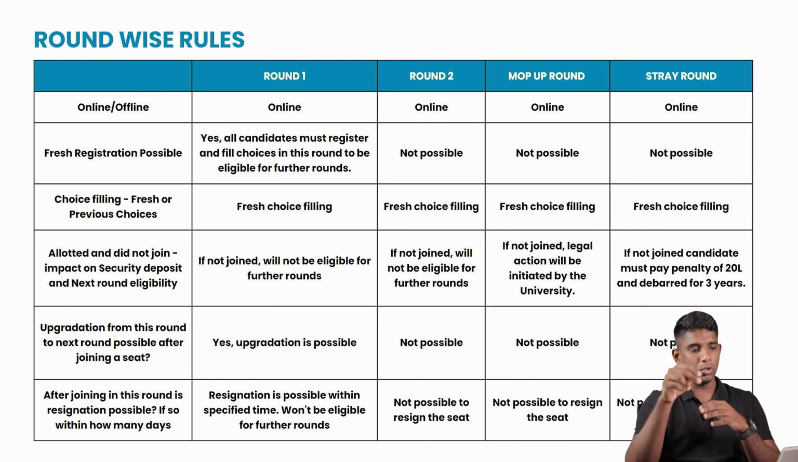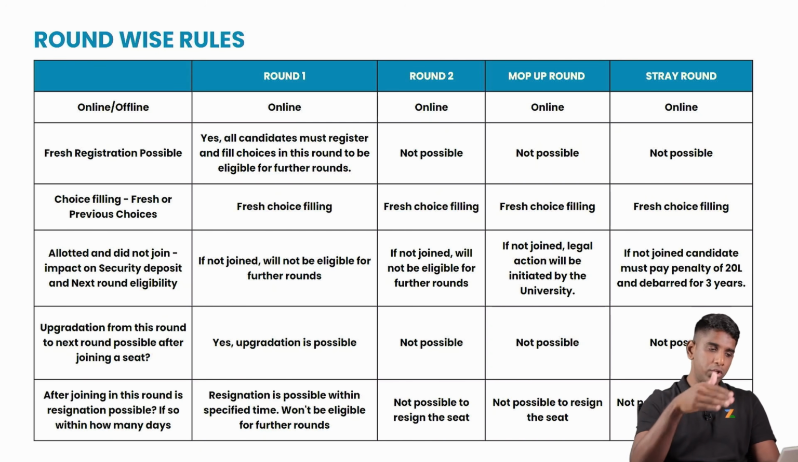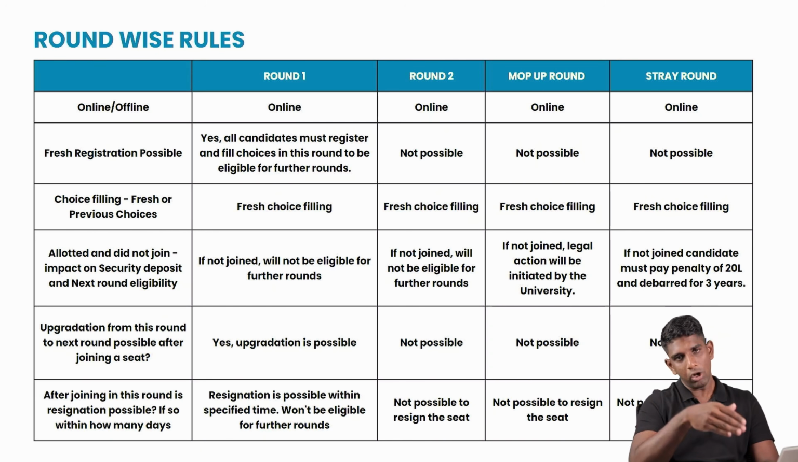Let's go to round 2. So round 2 is also conducted online, but in round 2, fresh registration is not possible. So only candidates who have registered for round 1 will be able to fill up choices in round 2. And in round 2, there is fresh choice filling. You'll be able to fill up fresh choices. And if you do not join the seat which you are allotted in round 2, then you will not be eligible for round 3.